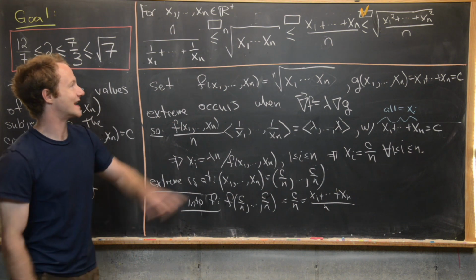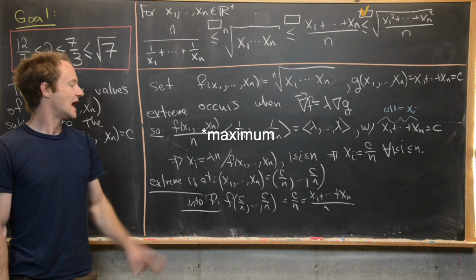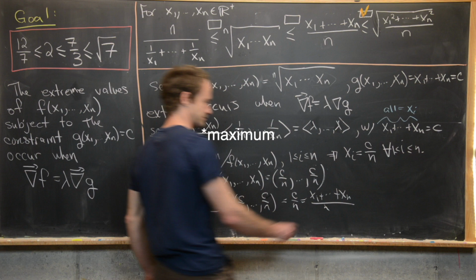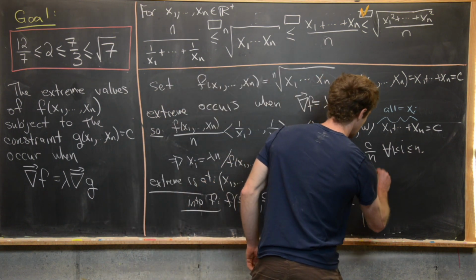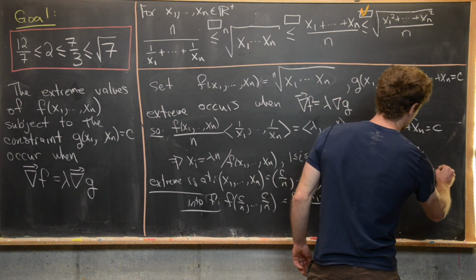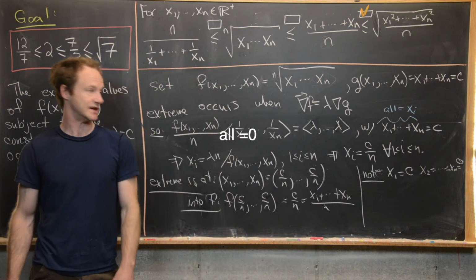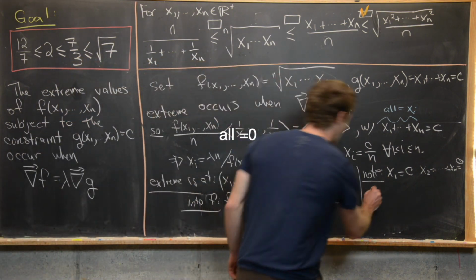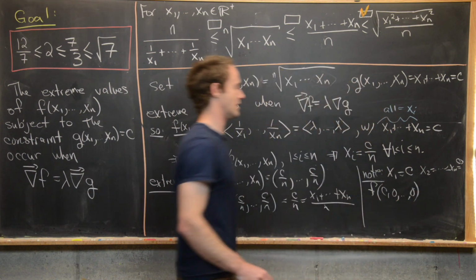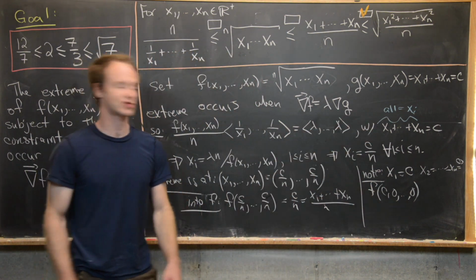Now, how do we know that it's a maximum? We can find out by testing another test point. So let's notice if we take x1 equal to c, and then x2 all the way up to xn equal to 0, we will get f evaluated at this. So it's c comma 0 comma 0 and so on and so forth. So that still works with our constraint.